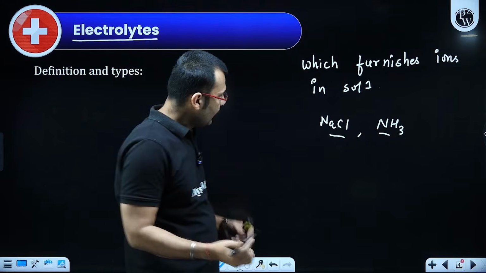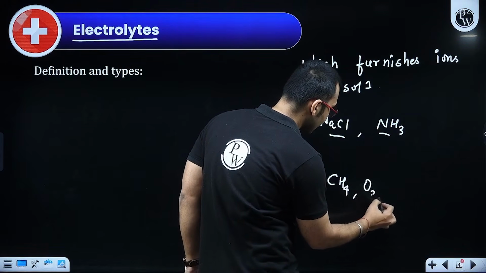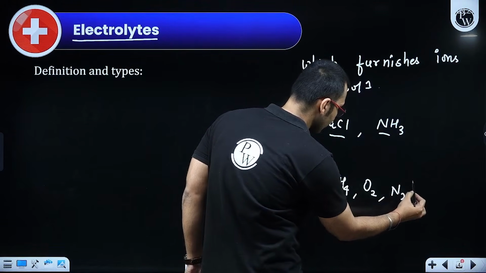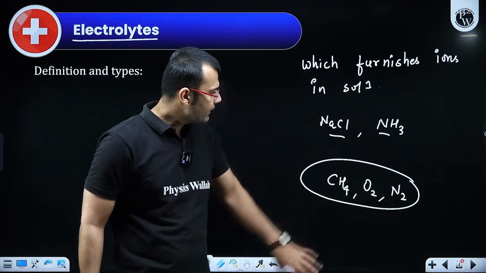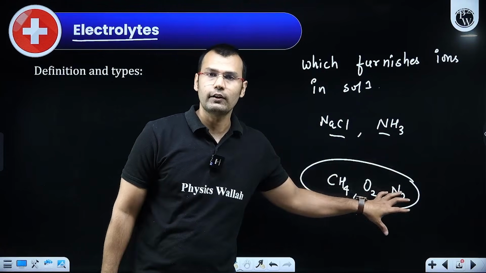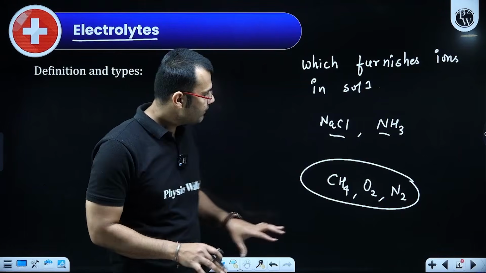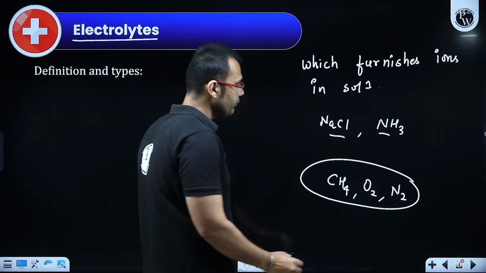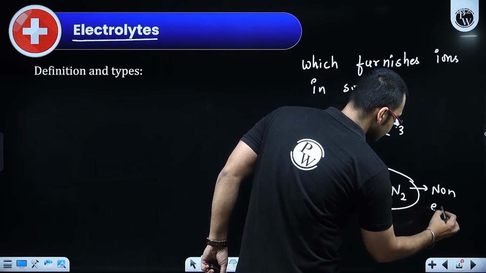But suppose I dissolve methane gas or oxygen gas or nitrogen gas in water. I hope you know very well that when we dissolve methane, oxygen, nitrogen in water, they will not produce any ion, right? So that means what? These compounds which cannot produce ions will be called non-electrolytes.